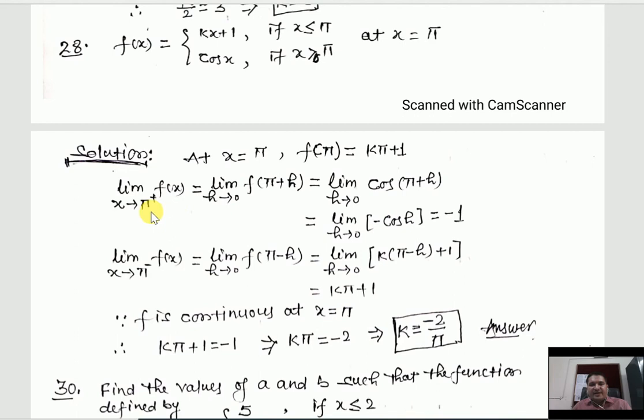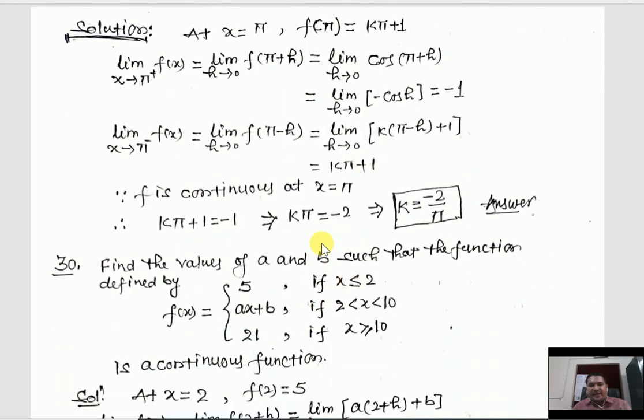Now the right hand limit means this cos x. So limit h tends to 0 of f(pi plus h), which is limit h tends to 0 of cos(pi plus h). So cos(180 plus theta) equals minus cos theta. Now apply the limit: minus cos 0, that is minus 1. Again you can equate k pi plus 1 with minus 1, simplify it, you will get k equal to minus 2 upon pi.